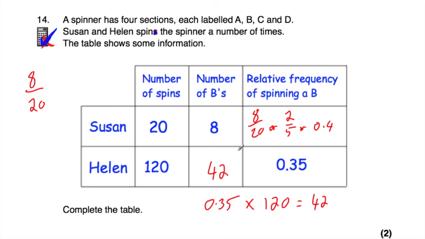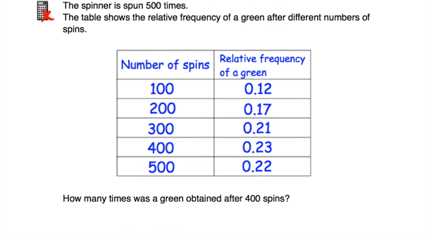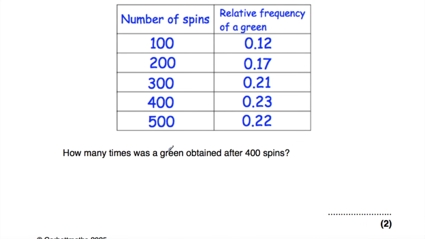And that's it. Let's have a look at our next question, question number 15. So question number 15 says a spinner has got a green section and a blue section, and the spinner is spun 500 times. And the table shows the relative frequency of a green after different numbers of spins. So after 100 spins, the relative frequency of a green is 0.12. After 400 spins, the relative frequency of a green is 0.23, and so on. And the question says, how many times was a green obtained after 400 spins?